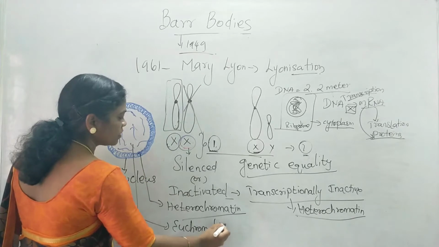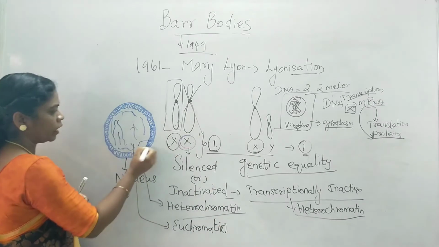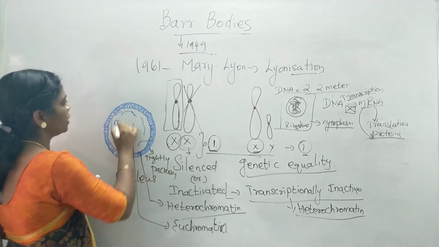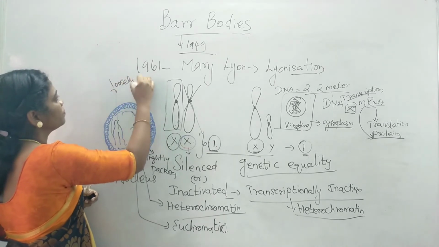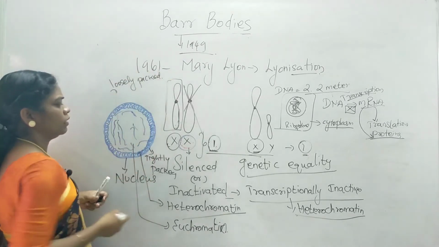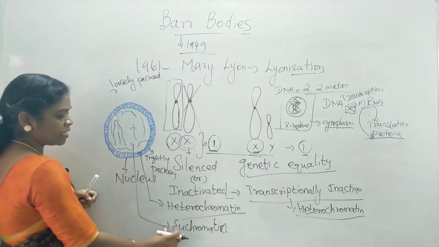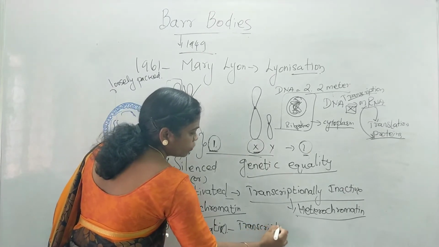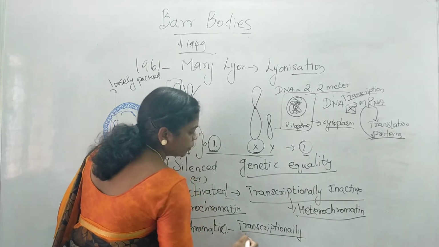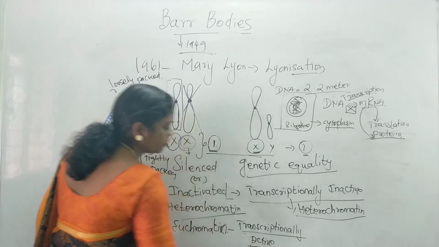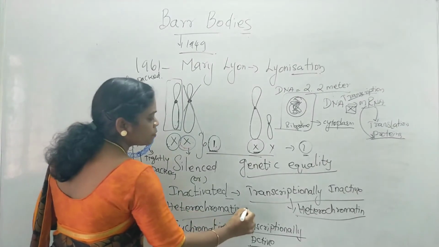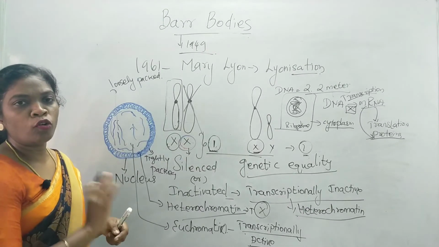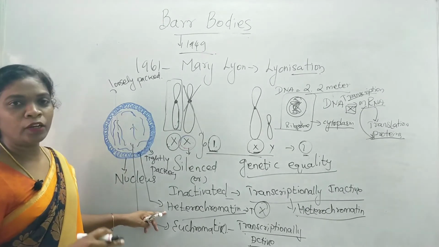Euchromatin only contains this loosely packed region. So heterochromatin is tightly packed, and euchromatin is loosely packed. One more important thing: this loosely packed euchromatin is transcriptionally active. They can carry the message for producing protein and can produce protein. So they are transcriptionally active. But heterochromatin is transcriptionally inactive. It cannot carry the message from the DNA to the mRNA. There will be no message given to the mRNA in case of heterochromatin substances.